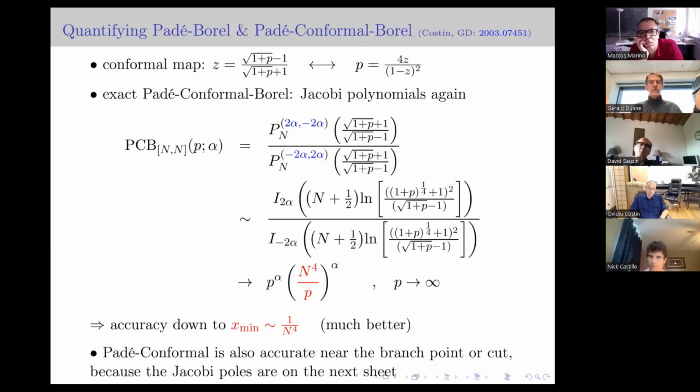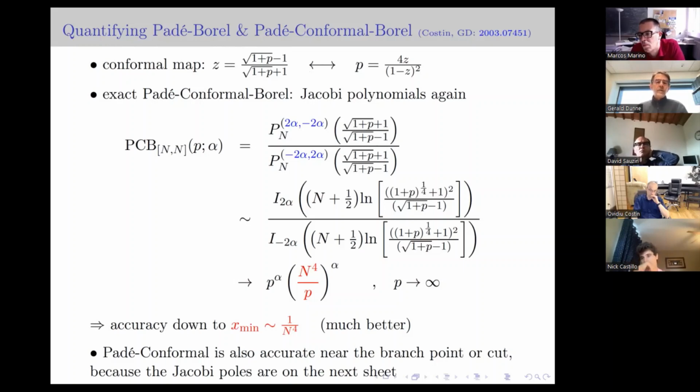So we can make a conformal map of that cut plane into the unit disk, which is represented now by the z variable. And it turns out, again, even in this conformally mapped plane, the Padé polynomials can be derived exactly. And again, the Jacobi polynomials, but the index is different. The index is 2 alpha instead of alpha. And the variable is the conformally mapped variable. In fact, the inverse of the conformally mapped variable.